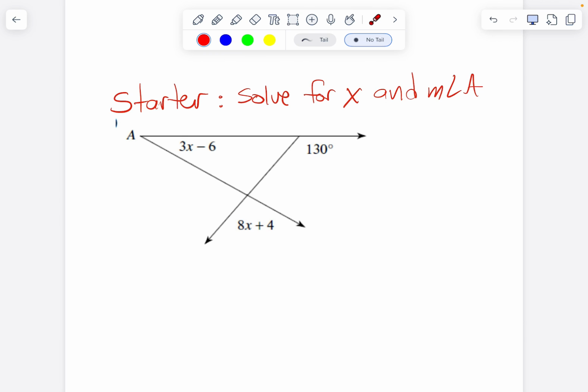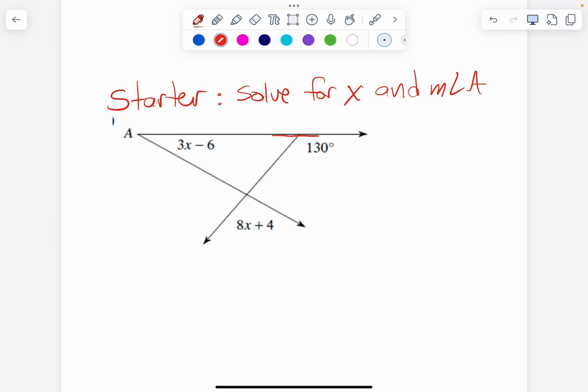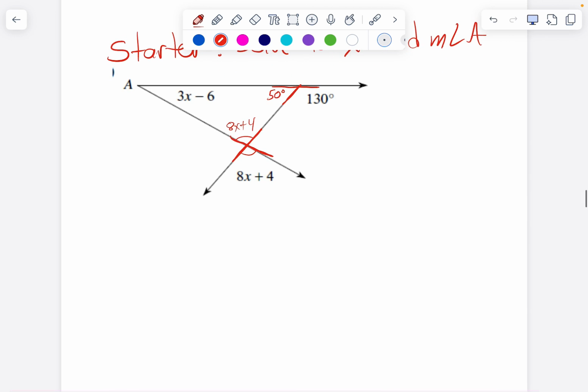130. Okay. Yeah, that's a linear pair there, so they add up to 180, which makes this angle 50. And then how about this one right here? Those are vertical, so they're congruent. We can just copy and paste 8x plus 4. And now we have three expressions or known angles in a triangle, so we can just add those to 180.